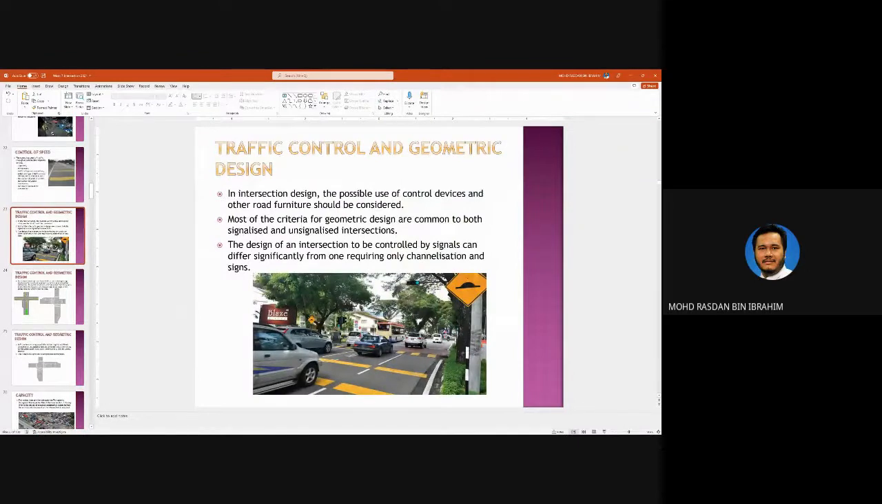Traffic control and geometric design. In intersection design, the possible use of control devices and other road furniture should be considered. Most of the criteria for geometric design are common to both signalized and unsignalized intersections, but the design of an intersection to be controlled by signals can differ significantly. For intersections that are signalized, the sight distance can be a little bit less compared to stop sign controlled intersections.